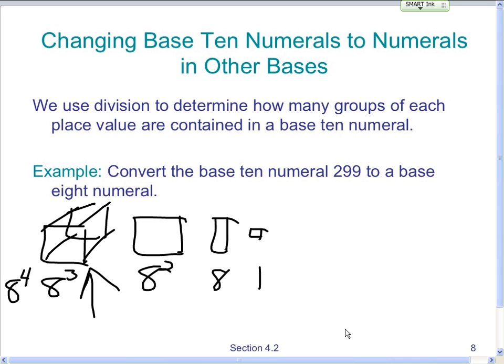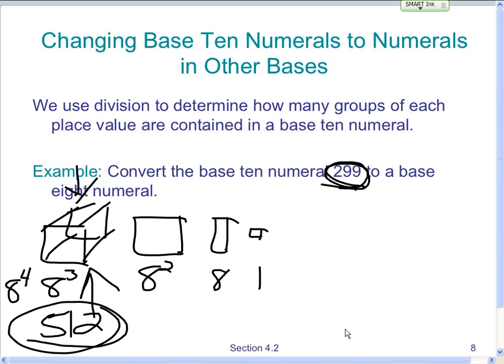All right, so let's go back to this 299. What I want to know is, can I make a cube out of 299? Well, to figure that out, first I have to figure out what 8 times 8 times 8 is. That is 512 units. So if I take 512 units, I can create a cube out of it. But do I have 512 units? No, I've got 299 units.